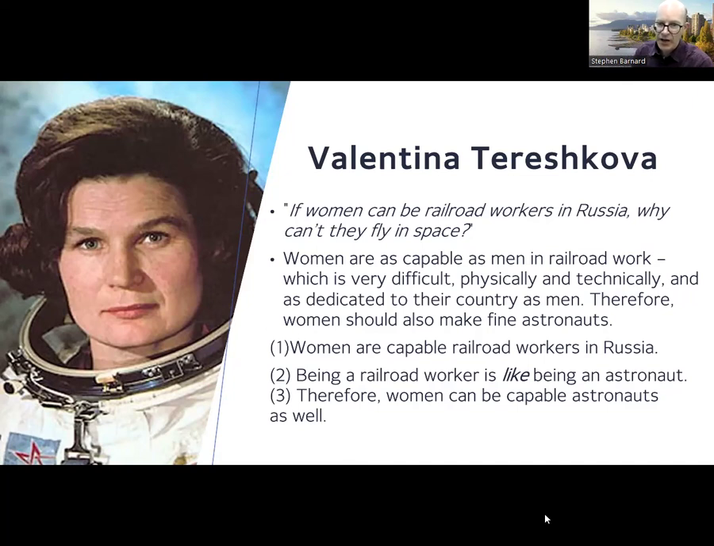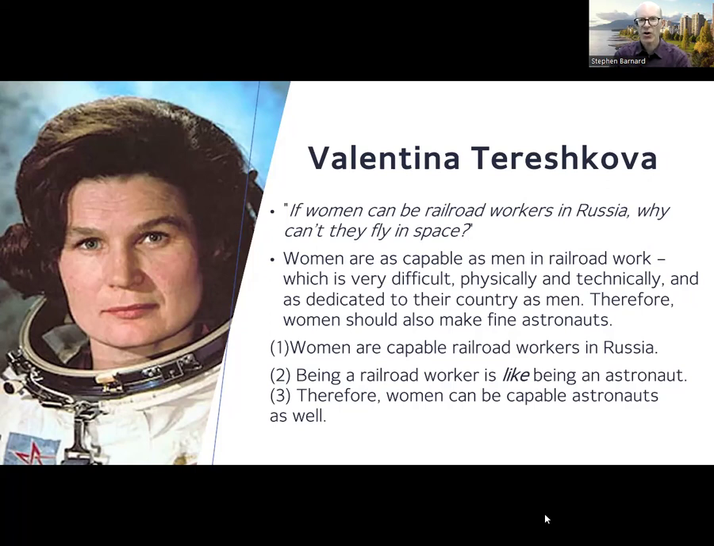What does it say here? Yeah, women are as capable as men in railroad work, which is very difficult physically and technically, and they're as dedicated to their country as men. Therefore, women should also make fine astronauts. So we've got two premises here. Number one, women are capable railroad workers in Russia. Number two, being a railroad worker is like being an astronaut. And number three, therefore, women can be capable astronauts as well. That's the conclusion there, number three.